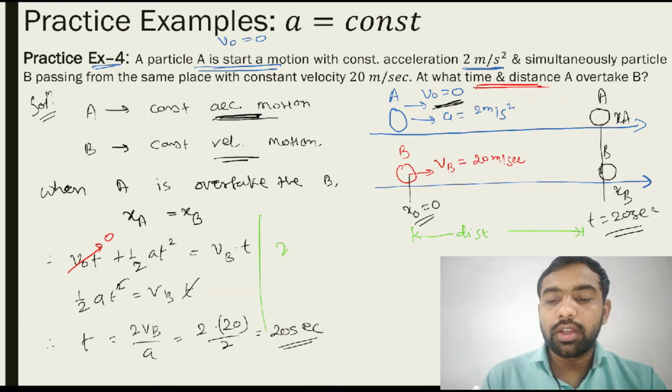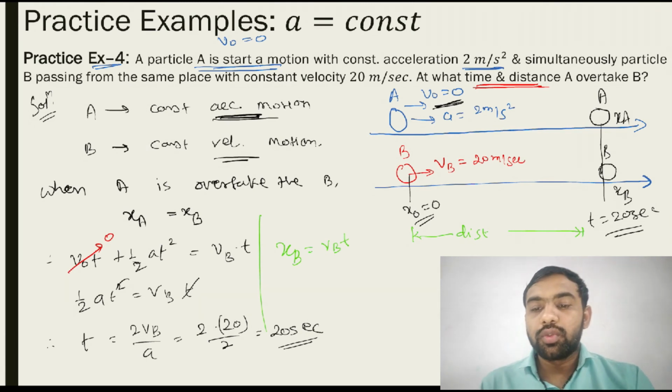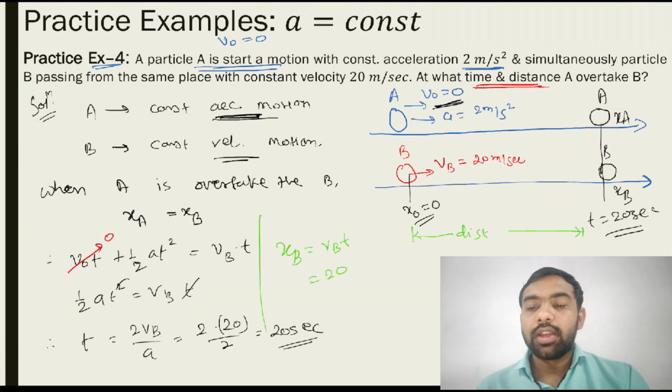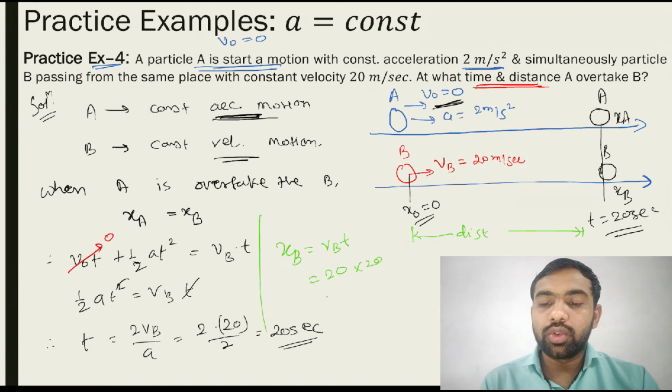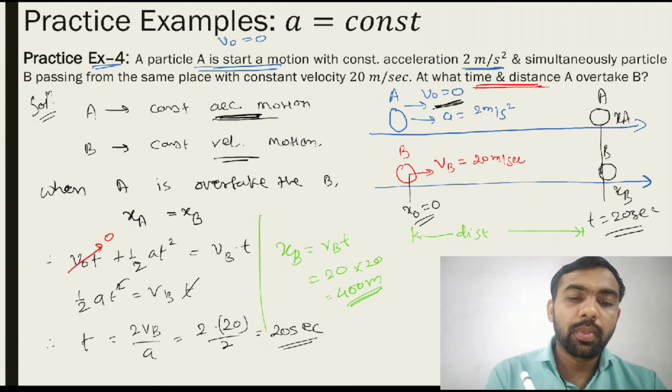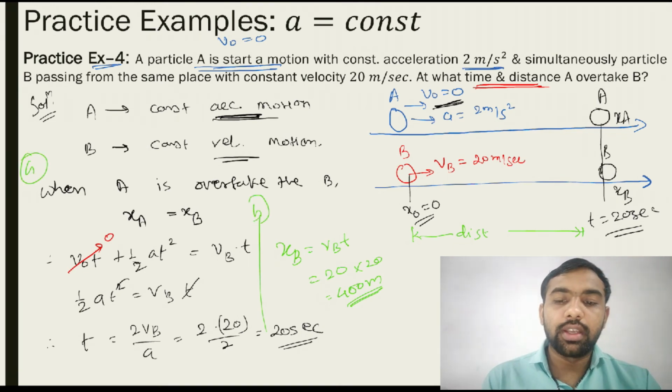So distance is equal to what? XB is equal to VB into T. So VB is what? 20. T is what? 20. So what is the answer? 400 meter. So that is the first problem, and that is the second problem.